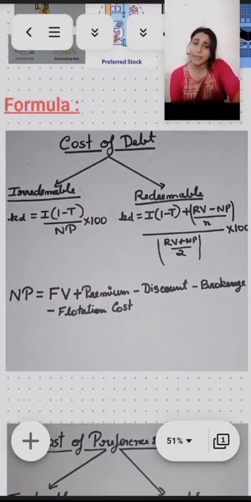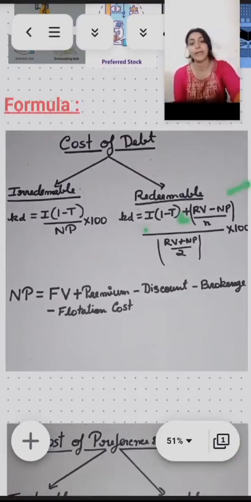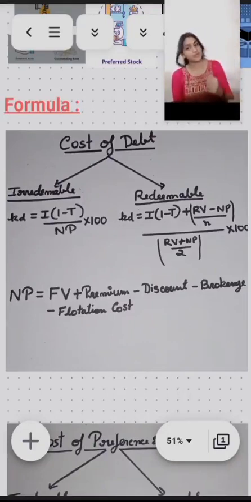Whereas the redeemable debt formula is interest into (1 minus tax) plus the redeemable value minus the net proceeds divided by n, whole divided by the redeemable value plus the net proceeds divided by 2. Okay, redeemable value is, after the maturity period, the amount the company has to repay. Net proceeds is the amount that the company is receiving right now while issuing the debts.